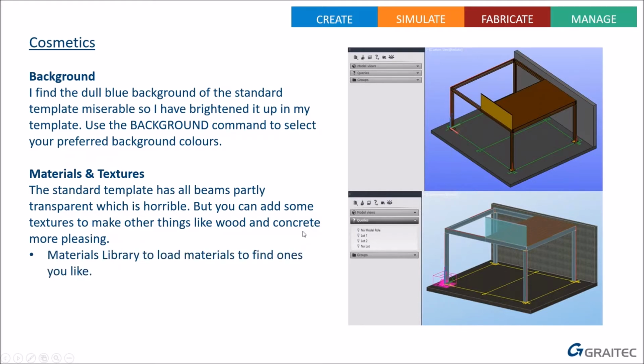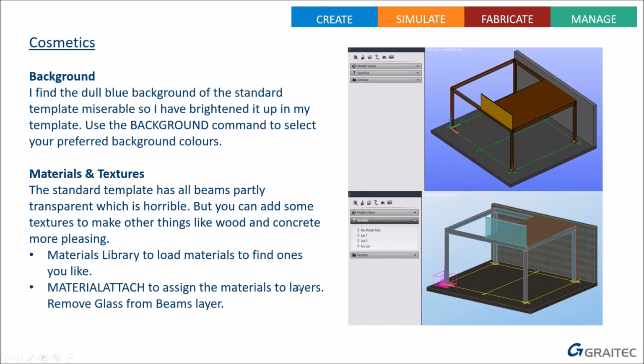To get the materials, you can go to the materials library command, which is on the render ribbon, and you can find the materials you like. Just browse through the AutoCAD library, drag them into your parts in your model until you find one you like. Some work better than others, some don't really show the texture at all. But once you find ones you like, you can then use the material attach command. You have to type that in, and you can assign those materials you would like to different layers.